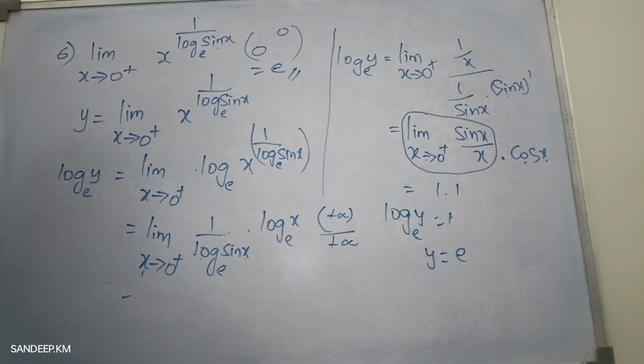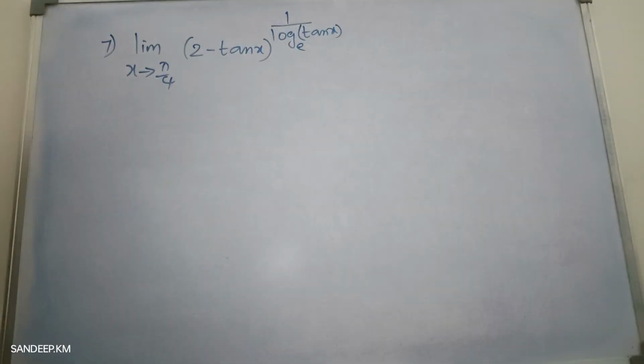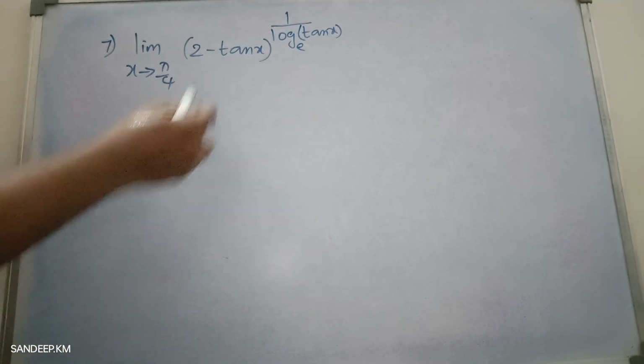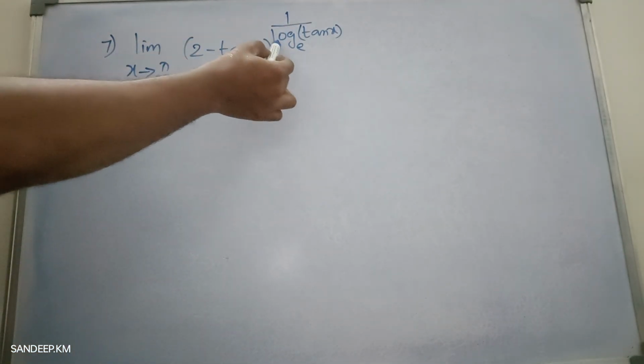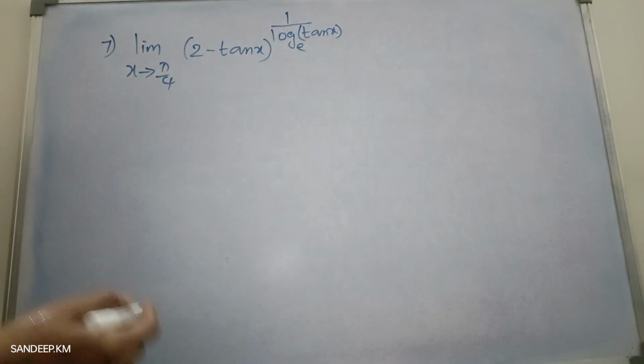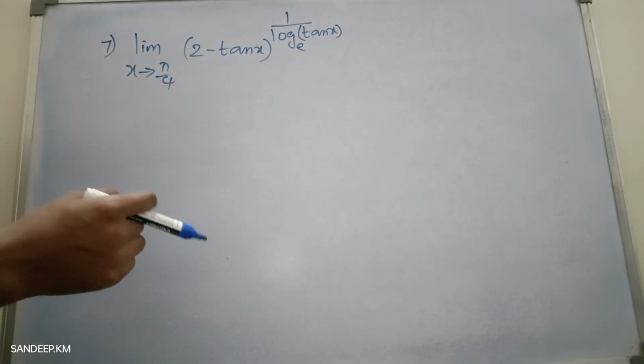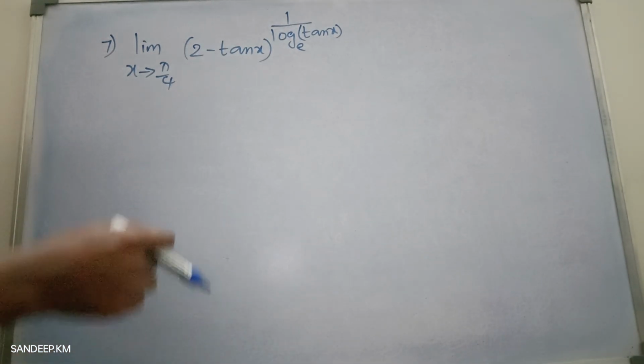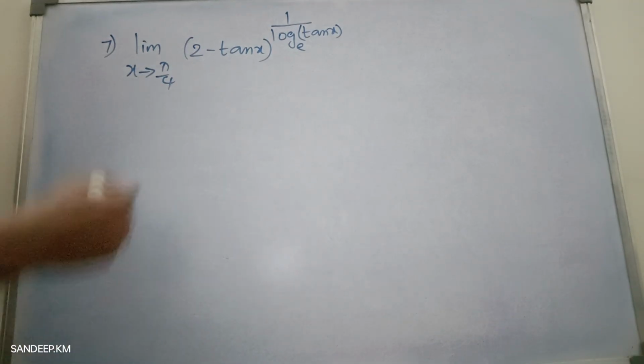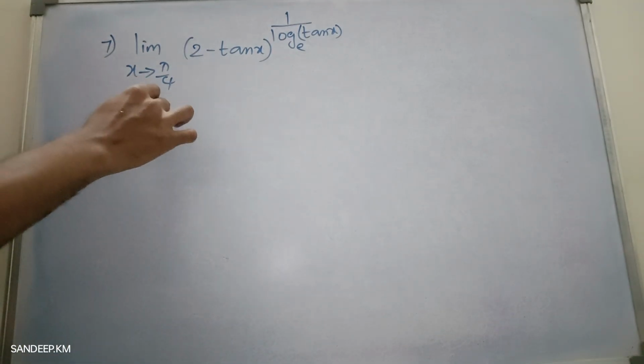So let us do one more question in this particular model. Here is our next question. Limit x approaches pi by 4 of (2 minus tan x) whole power 1 by log of tan x. So obviously, first try it yourself. Try it and let us see if you are getting the answer or not. Meanwhile, I am solving it on the board. Let this is equal to y as usual.